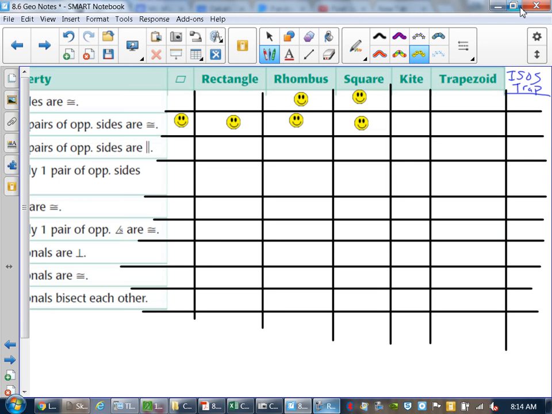Both pairs of opposite sides are parallel. All the parallelograms again. Exactly one pair of opposite sides parallel. The isosceles trapezoid, and if it's the isosceles trapezoid, it also has to be the regular trapezoid.